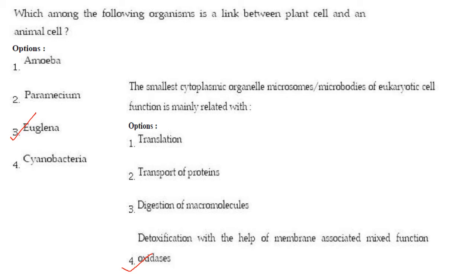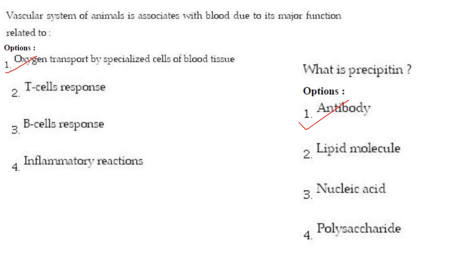Next one, the smallest cytoplasmic organelle, microsomes or microbodies of eukaryotic cell, function is mainly related with option 1 translation, 2 transport of protein, 3 digestion of macromolecules, 4 detoxification with the help of membrane associated mixed function oxidases. Answer is option 4 detoxification with help of membrane associated mixed function oxidases.